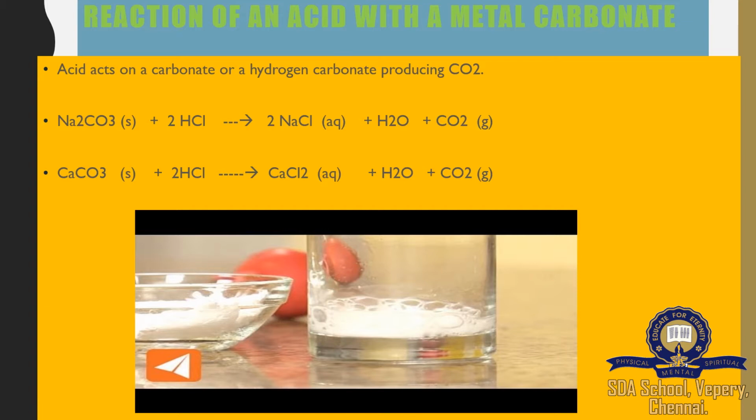See this picture, how the bubbles come out. Through these bubbles only, the carbon dioxide gas comes out from the reaction. So when it forms bubbles, the gas is evolving in the reaction. Next, CaCO3, Ca calcium. So calcium carbonate is reacting with two molecules of hydrogen chloride, giving CaCl2 aqueous solution, it is forming in the solution, plus H2O plus carbon dioxide gas comes out from this reaction. So when a metal carbonate reacts with an acid, it gives a salt, water as well as carbon dioxide gas.